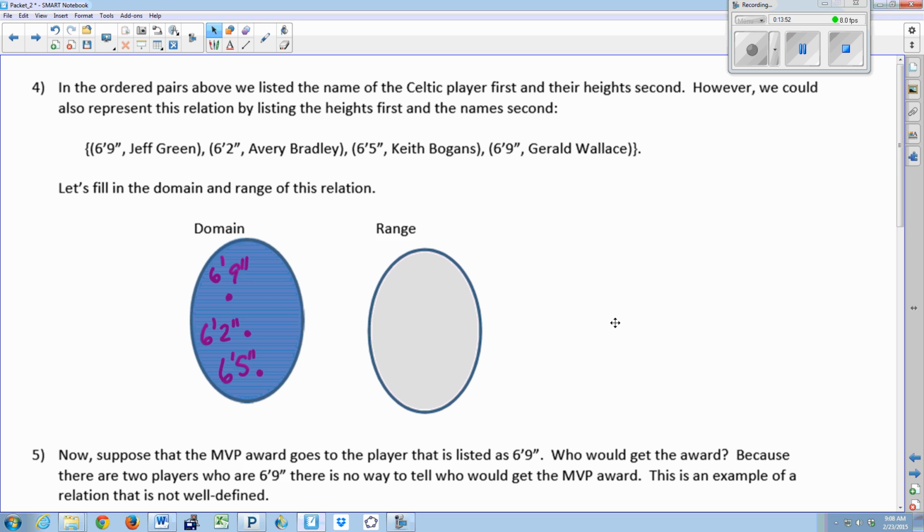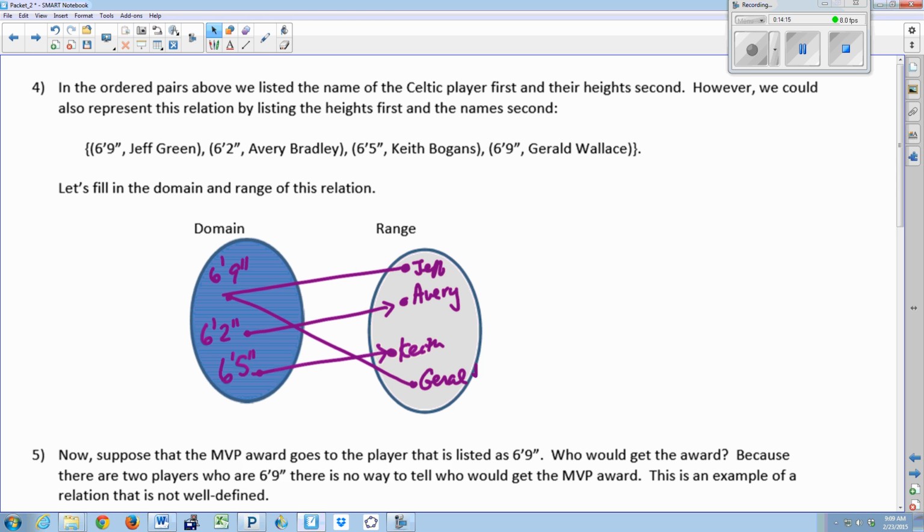All right. So let's see. 6'2" would go to which player? Avery, yep. And 6'5" would go to Keith Bogans. And 6'9" goes to Jeff Green, and it also goes to Gerald Wallace. All right. So that's the domain and range for this relation. This is a relation, and this is the domain of the relation, and this is the range of the relation.